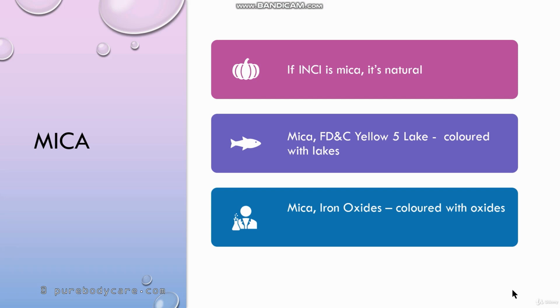So how do you know which is which? Well, you need to check out the INCI provided by the mica supplier. If the INCI just says mica, it's natural. Mica is coloured either by using dye, FD&C or D&C dyes, or mineral pigments such as oxides and ultramarines. This INCI for yellow mica says mica FD&C Yellow Lake, so this tells us that it's a natural mica that's been coloured using a dye, FD&C. If it reads mica iron oxides, that tells us that it's a natural mica that's been coloured using iron oxide.